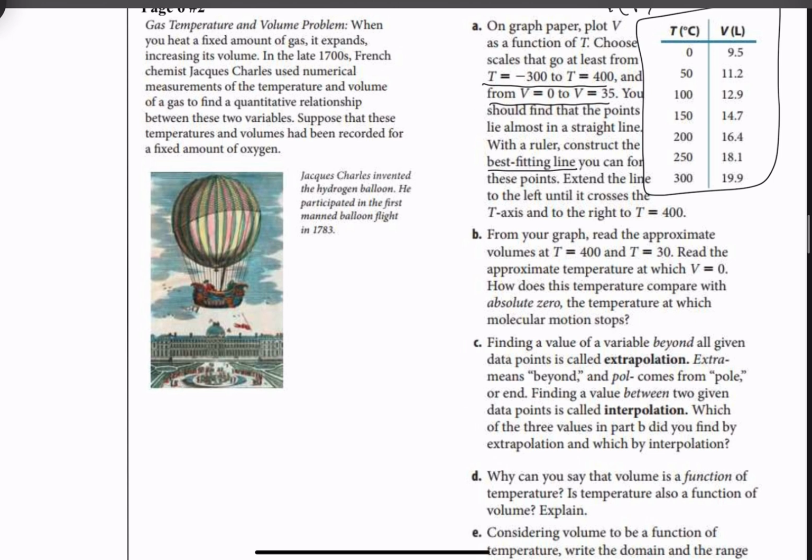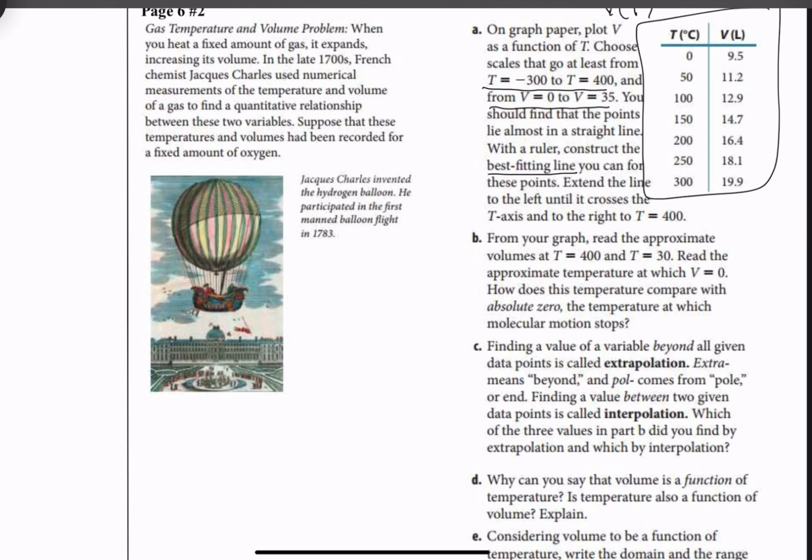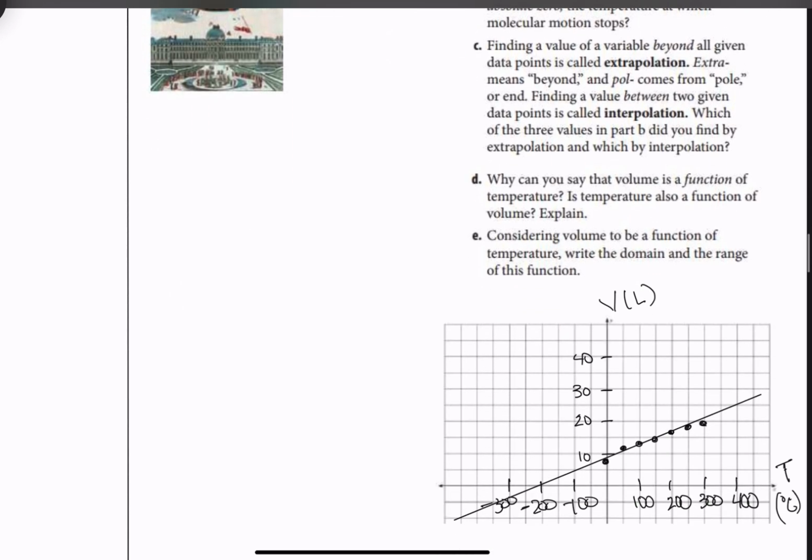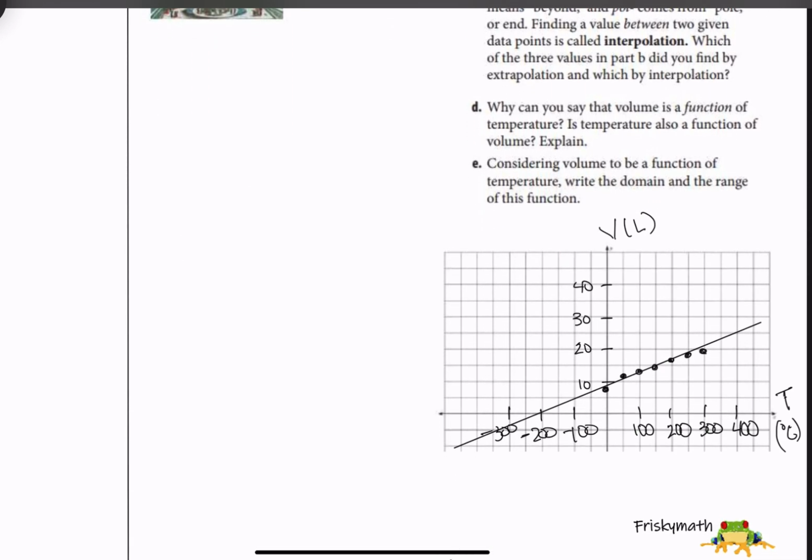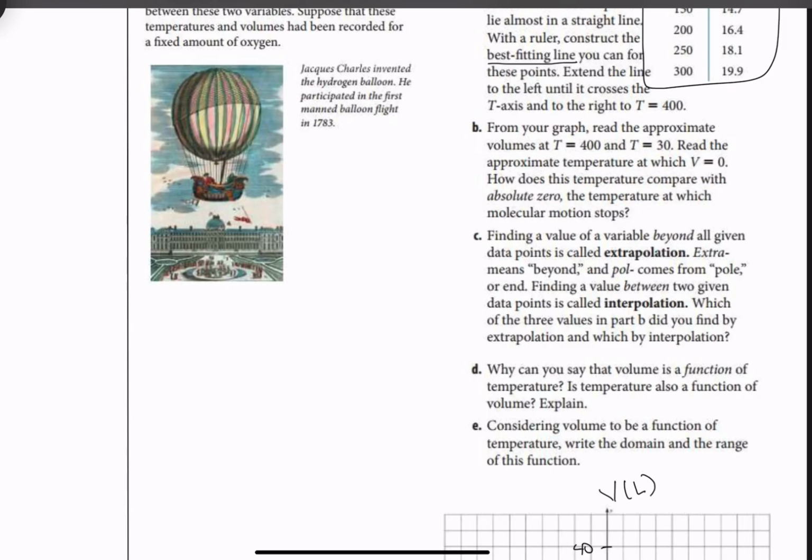However, let's see, I was only supposed to extend the line to the left until it crosses the t-axis, and to the right to t equals 400. All right, so I've got it crossing my t-axis a little bit after negative 200, and I've got it a little bit past t equals 400. I think I'll delete a little bit of this line, getting me back down to basically what I think looks like the point 425. So part B, from the graph, read the approximate volumes at t equals 400.